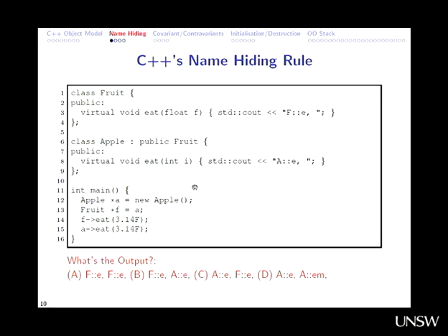So we have this class fruit. We have this function virtual void eat(float f), and it prints out F-E was called. So if the eat function inside fruit gets called, you get some printout. We have the class apple, which inherits from fruit. It then creates this virtual void eat, which takes an int i, and prints out A-E.